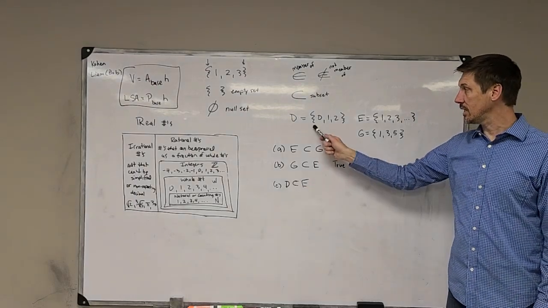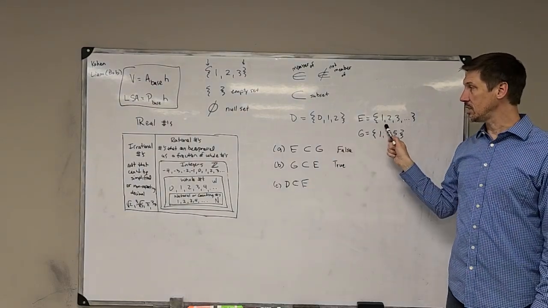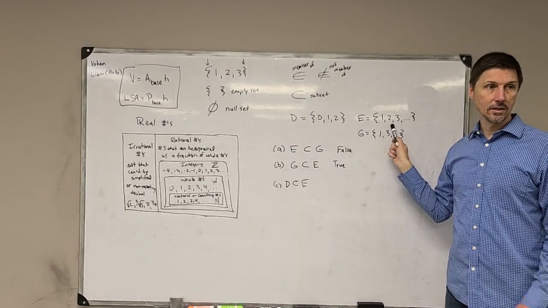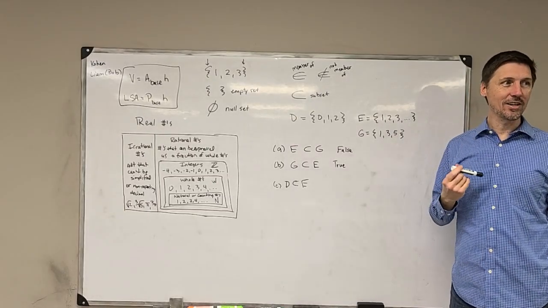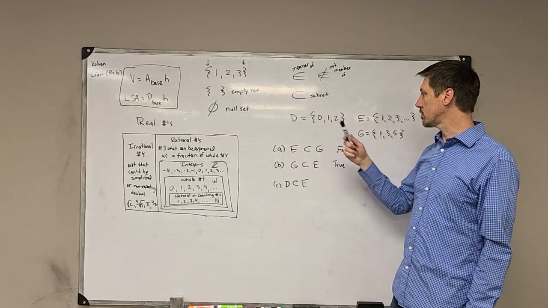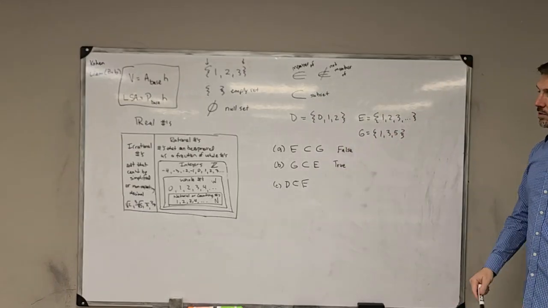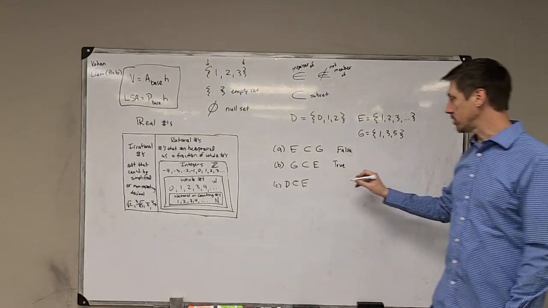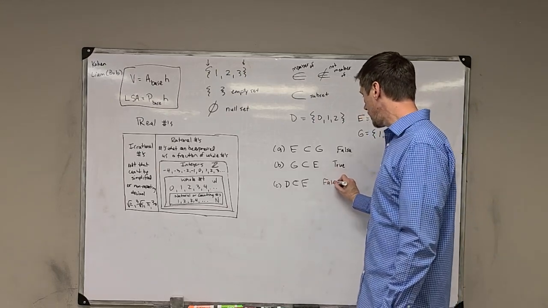Is everything in D contained in E? What's E missing that's in D? The 0. You see that? Because this one started with 0 and this one does not start with 0, it would not be a subset. So this would be false as well. All right? Is that clear to everybody?